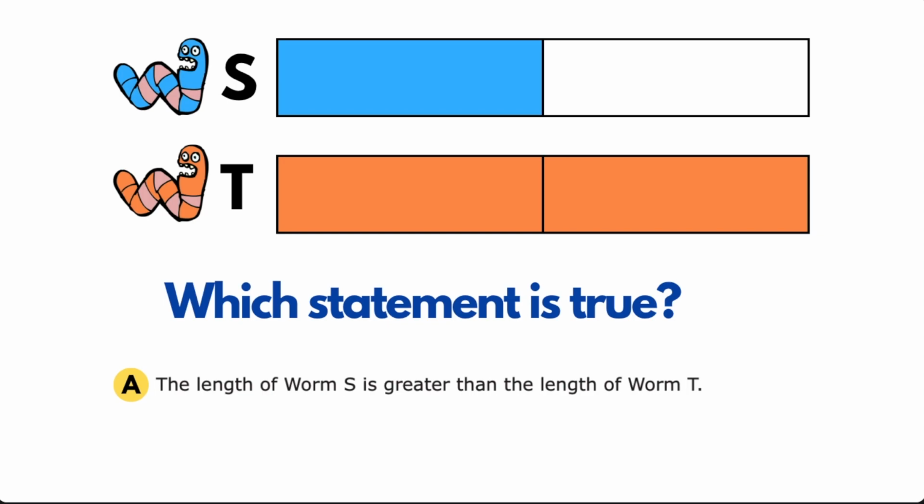So let's go through our answer choices. Which statement is true? The length of worm S is greater than worm T. Well, S is smaller than T, so A does not work. Let's move on to B.